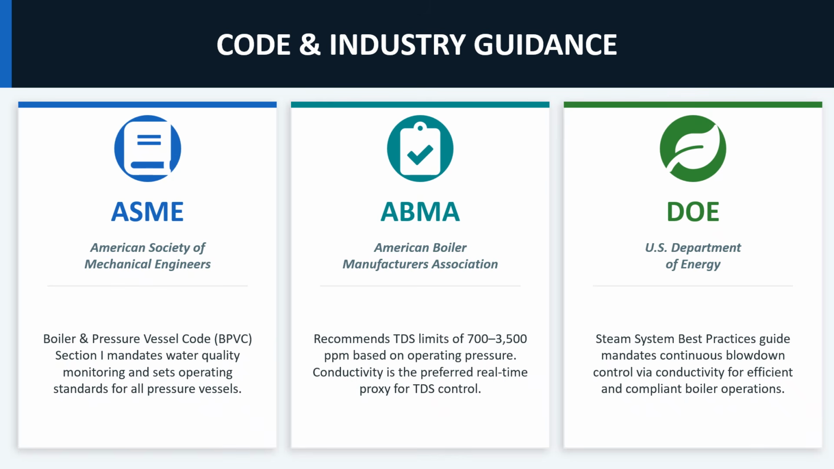Boiler water quality is guided by several industry organizations. ASME requires proper monitoring and treatment of boiler water. ABMA provides recommendations for acceptable dissolved solids levels, with conductivity serving as a practical monitoring method. The U.S. Department of Energy promotes conductivity-controlled blowdown as a best practice for improving boiler efficiency. Together, these guidelines emphasize the importance of maintaining proper water quality for safe and reliable operation.